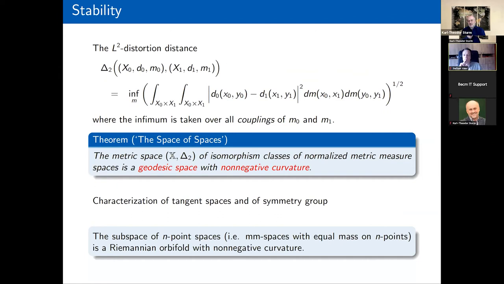So this really makes this class of all metric measure spaces, let's say with mass one, to Alexander spaces up to the fact that it's not complete. It's a geodesic space with non-negative curvature. The completion is really bigger. I won't have time to go into details here, but it has non-negative curvature. And on the level of endpoint spaces, you could even characterize this as a Riemannian orbifold, again, of non-negative curvature. So it's obtained really just by quotient operations of a flat space, indeed.